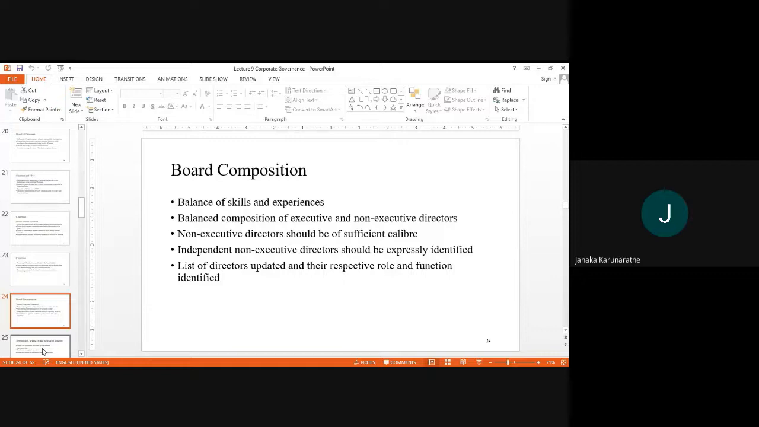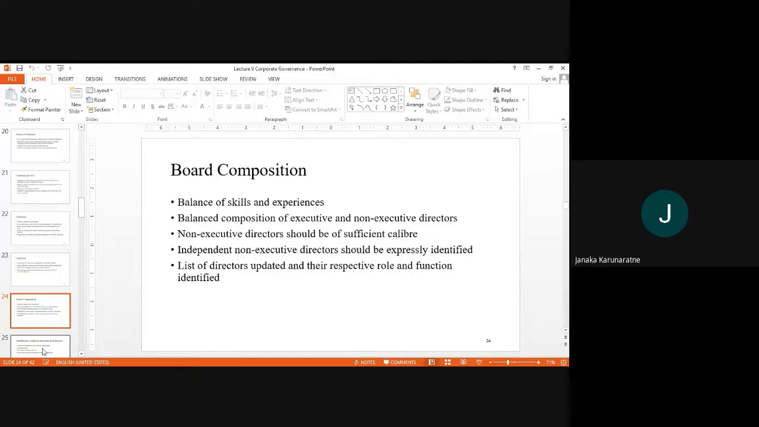So they must also have a sufficient caliber. Independent non-executive directors should be expressly identified. So among the non-executive directors, independent non-executive directors should be expressly identified, because they don't have any interest at all. But even if you are a non-executive director, if you are not independent, then again you have some interest in the affairs of the company.